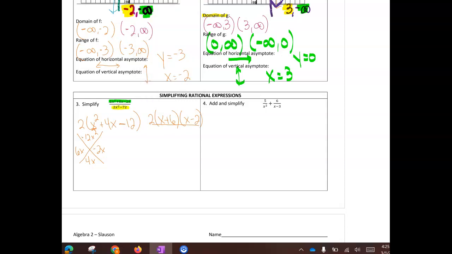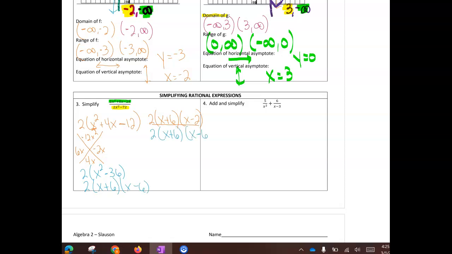Again, this has a GCF also of 2. So here goes my 2. I'm left with x squared minus 36. This is a difference of squares. So I'll bring my 2, and it's x plus 6, x minus 6.